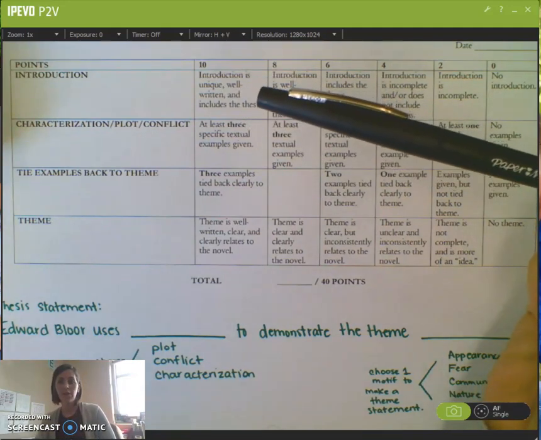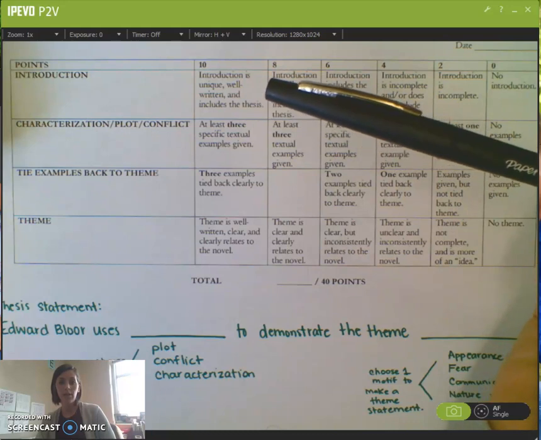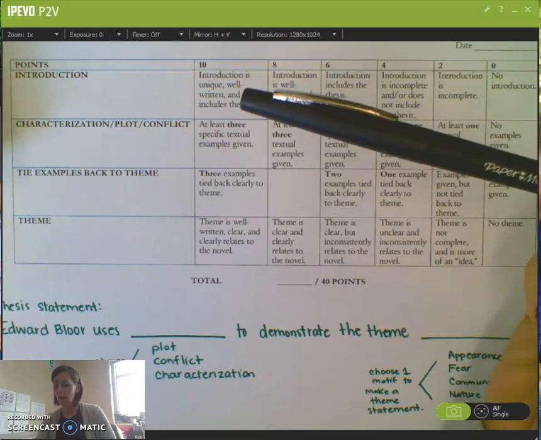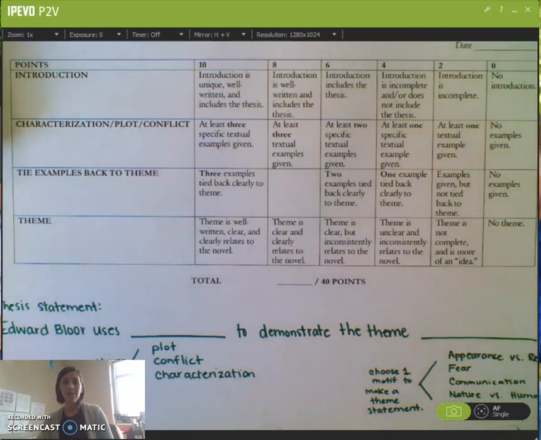Your introduction needs to be unique, well-written, and include a thesis. I will give you some positive news, and that is I'm going to give you an optional thesis to use. All you will have to do is fill in the blanks. A thesis is just our expression of what our paper is about.